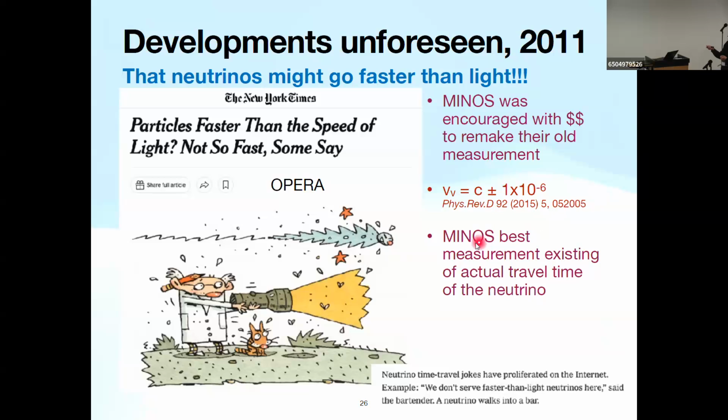And we found that indeed the neutrinos are traveling at the speed of light to 1 part in 10^-6. So our measurement, while not particularly unexpected, is the best existing measurement of real neutrino velocity, and not the velocity from the protons to the neutrinos, actually neutrinos to neutrinos.